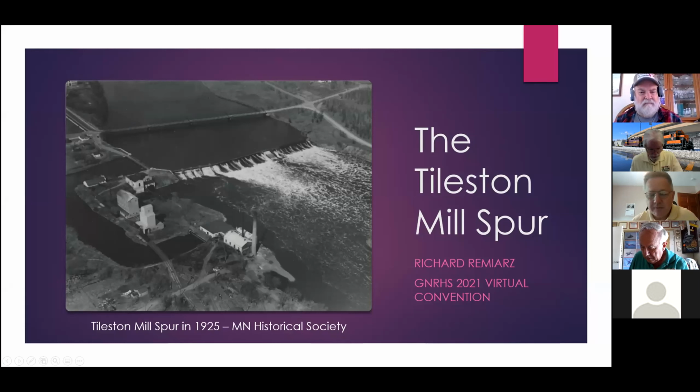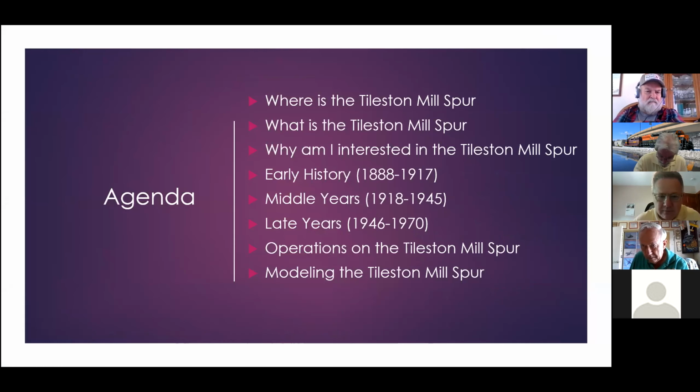Okay, so I'm going to talk about the Tileston Mill spur. It kind of covers the general idea of where it is, what it was, and why I'm interested in it. Then we'll talk about three periods in history: the early history, when the spur was first built and a lot of additions were made; the middle years, when things were fading away; and then the late years, where it became much more active again. A little bit about operations on the spur, and then a brief section on how I plan on modeling it on my layout.